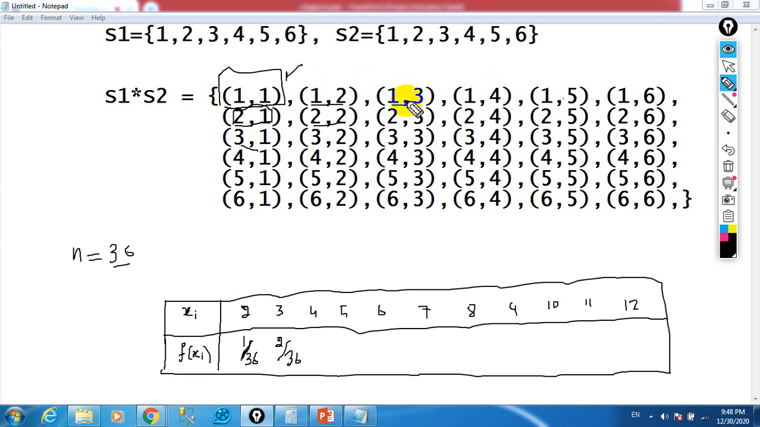So the answer will be now, how many sample points do we have when we add? So the answer will be 4. So these are 3. So we are taking 3 divided by 36.